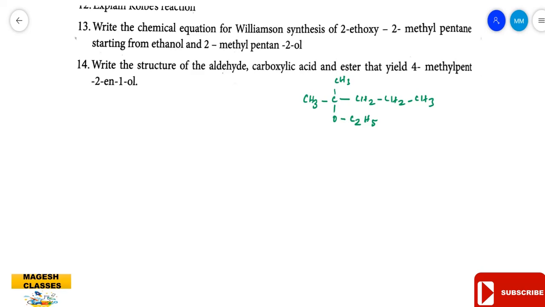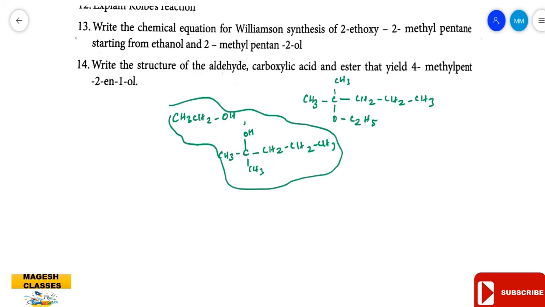And we have to prepare this ether from ethanol, that is CH3CH2OH, and the next combination is 2-methyl pentan-2-ol. So here one OH, this hydrogen is removed for the structure, and pentane CH2CH2CH3. So these are the combinations we have to use to prepare this type of ether.